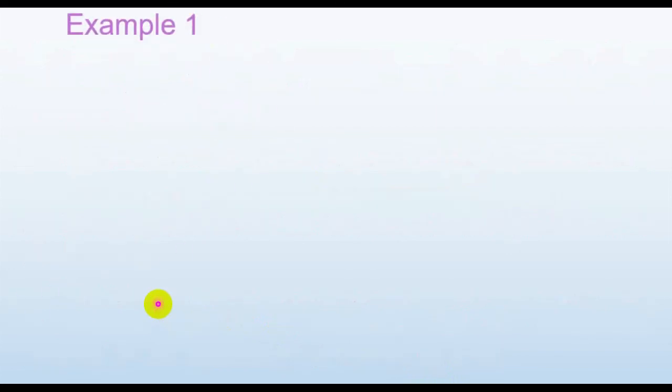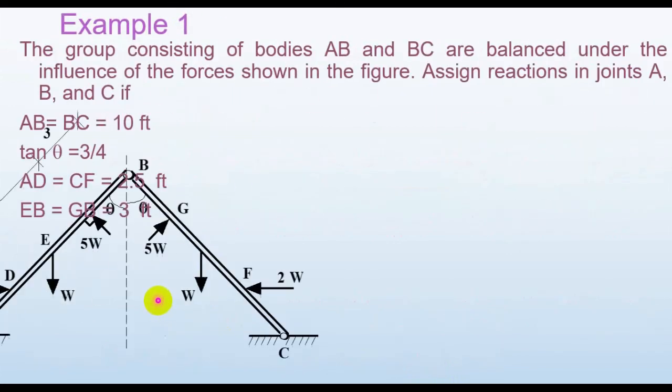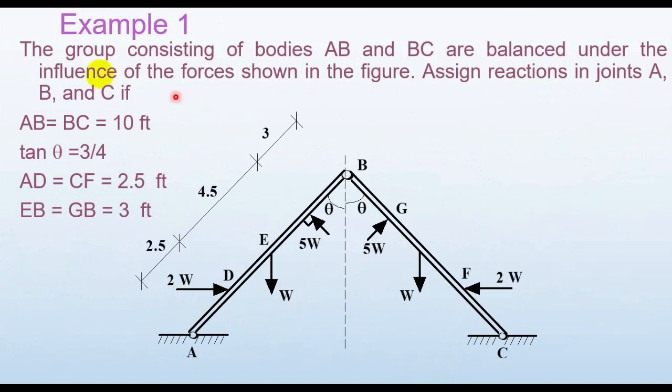Come, let's see an example. If we have an example like this, it says a group consists of bodies A, B and C are balanced under the influence of the force shown in the figure. Assign the reactions in A and B and C. So we need to get the reactions here. Since this side is similar to that, I should break this one, and this YB will disappear, just only X.